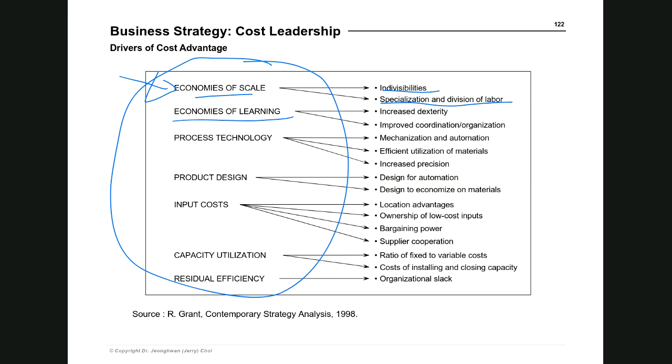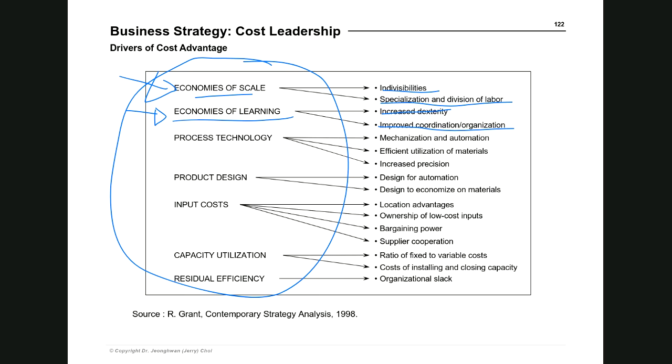And the second is the economy of learning. Whenever you produce new stuff, you need to learn, and it costs a lot because you need to have a learning curve. However, when we focus on a small number of things, maybe we don't need to pay that learning cost. Economy of learning is that we use the focus strategy, the hedgehog strategy, to increase dexterity and improve coordination and organization throughout focusing. Make it more simple, don't make it complex.